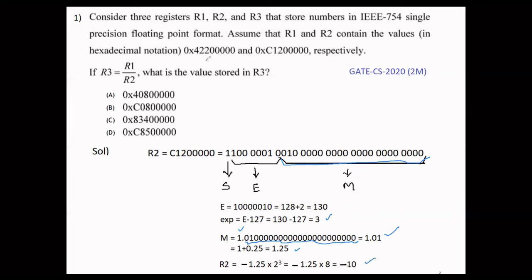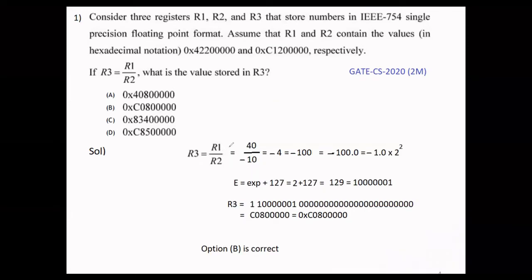Now R1 is how much? We got the decimal value 40. R2 is minus 10. Now what is R3? R3 equals 40 by minus 10, which equals minus 4. Now convert this decimal value back into 32-bit floating point format to find which option is correct. R3 is R1 by R2, that is minus 4 here.